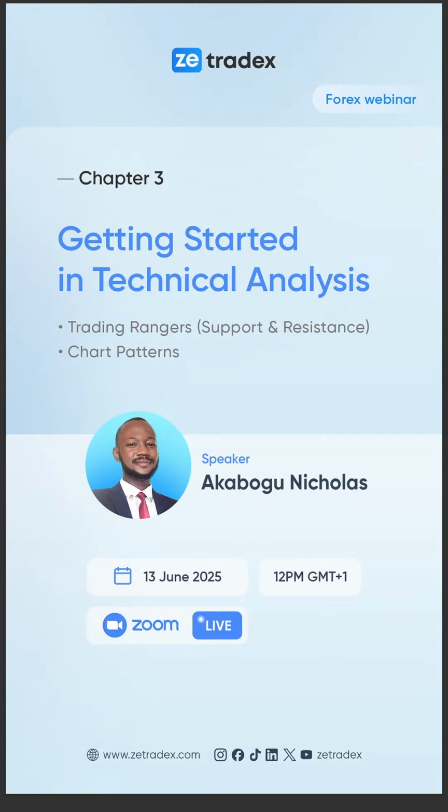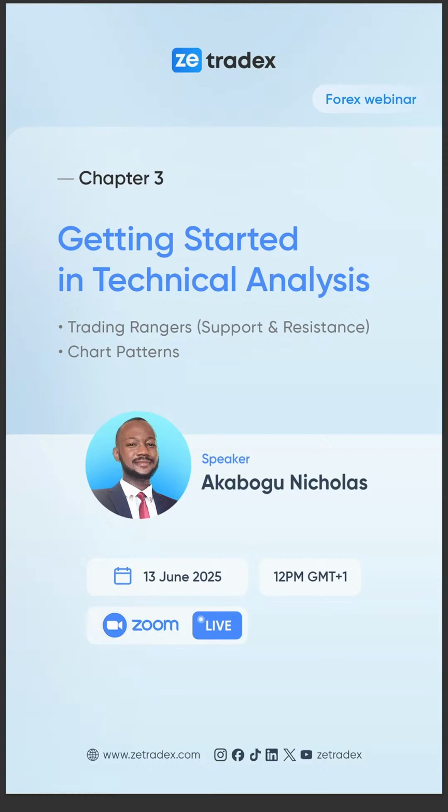And we are currently on chapter 3 of Getting Started in Technical Analysis. We have been driving around in a roller coaster of chapters, and we have started with types of charts, different candlestick patterns, and today we are looking at trading ranges and also different chart patterns. These are very essential in building what we want on the trading charts.